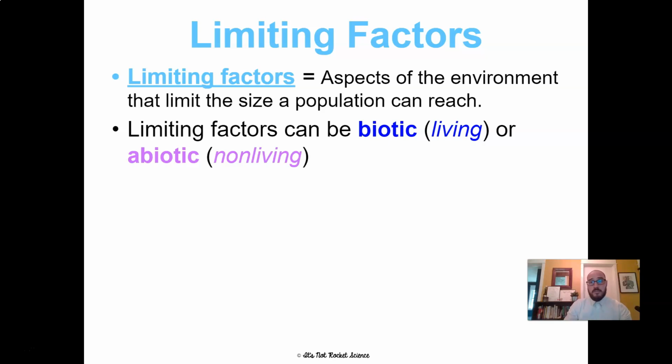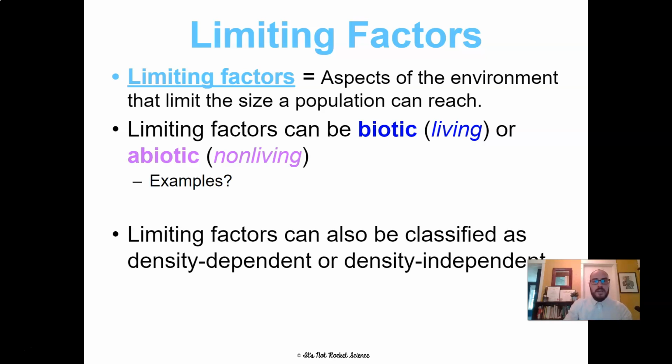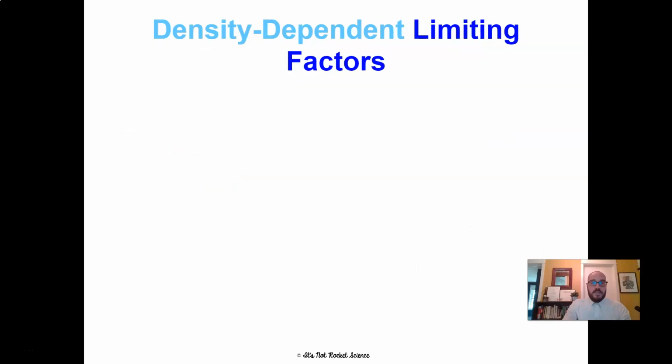There's going to be a lot of animals there. Another limiting factor can be biotic, so maybe something like disease. If a disease is running rampant, then our carrying capacity is going to be significantly lowered. Like we could think about, I don't know, Europe during the bubonic plague. That was lowering the carrying capacity significantly. All right. Limiting factors can also be classified as density dependent or density independent. So we'll get into that.